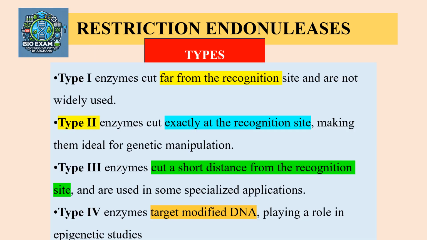Now let's see: type 1 enzymes cut far from the recognition site and are not widely used in recombinant DNA technology. Type 2 is most widely used because it cuts exactly at the recognition site, making it ideal for genetic manipulations. Type 3 enzymes cut a short distance from the recognition site and are used in some specialized applications, while type 4 enzymes target modified DNA and have a role in epigenetic studies.